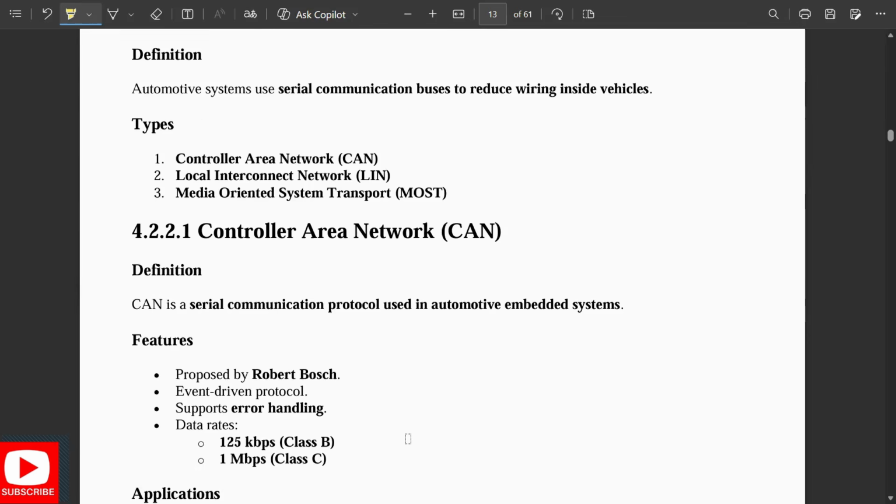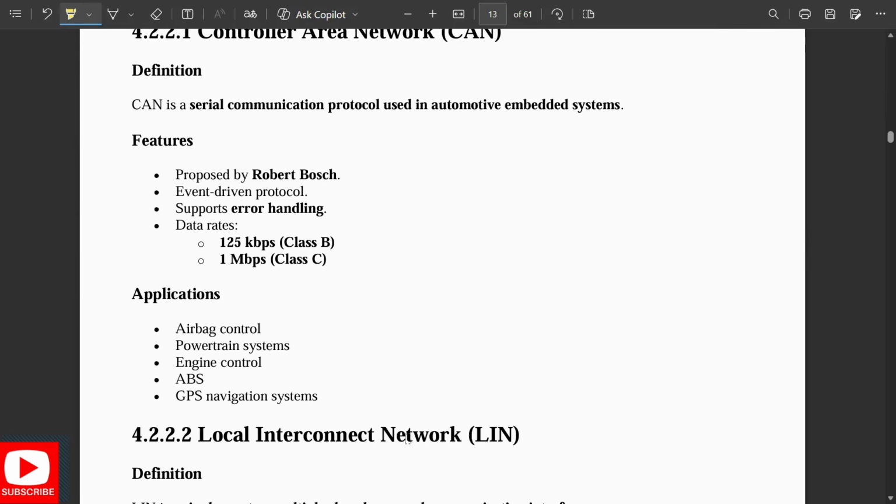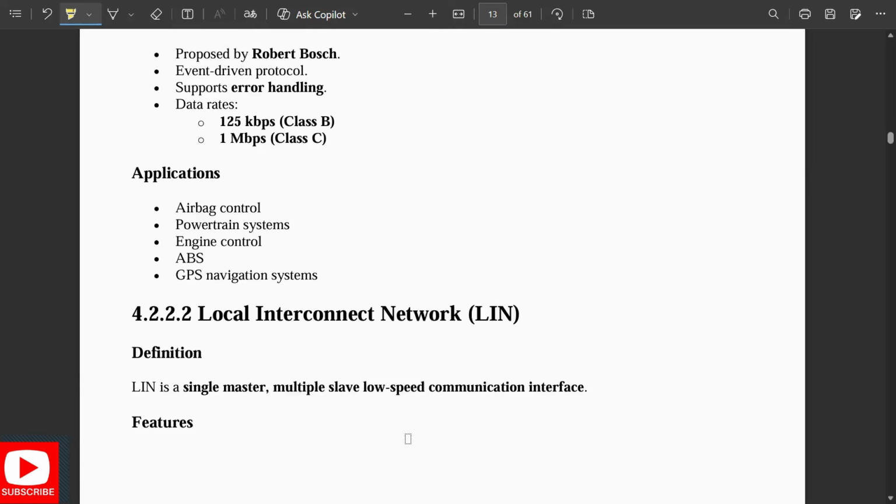Firstly, CAN, the controller area network. It is a serial communication protocol used in automotive embedded systems. It is an event driven protocol. It supports error handling and the data rates as given. We use it in the airbag, in the powertrain, engine control, the ABS and GPS navigation systems.